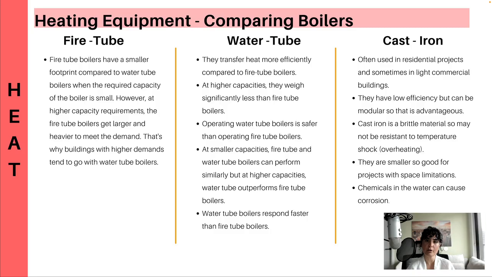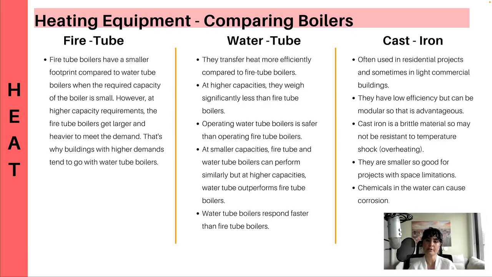So in a small project, specifying fire tube might be more ideal because it's going to take less space, and it is still going to be effective because the required capacity of the boiler is not too big. However, at higher capacity, like larger projects, the fire tube boilers get larger and heavier to meet the demand. So that's why buildings with higher demands tend to go with water tube boilers rather than fire tube boilers.